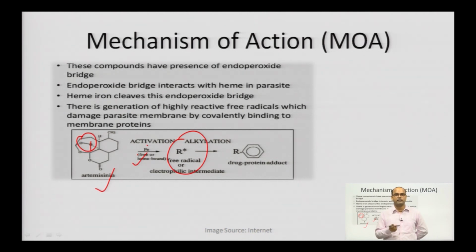So, what are the three steps? The activation by the heme molecule, formation of a highly reactive free radical, and covalent binding of this highly reactive free radical with the parasite protein and inactivation of the parasite's activity.